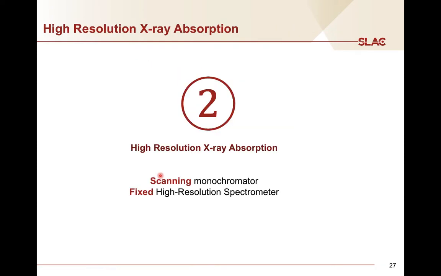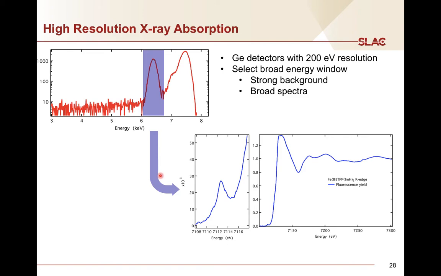Okay, with that, let's come then to the next one. Let's go to high-resolution X-ray absorption spectroscopy. So now we scan the monochromator and keep the spectrometer fixed. So exactly opposite of what we have done before. So the way you normally do an experiment is with a germanium detector without any analyzer crystal. Then you get a spectrum like this, let's say.